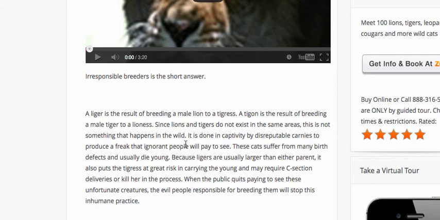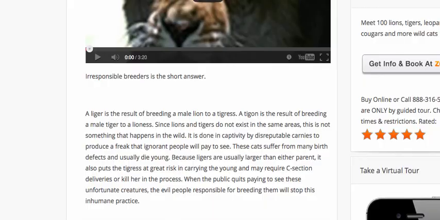He says that it's done in captivity and that it creates freaks that ignorant people will pay to come and see. These cats suffer from many birth defects and usually die young. They're usually larger than either parent. It also puts the tigress at great risk in carrying the young and may require C-section deliveries or kill her in the process. When the public quits paying to see these unfortunate creatures, the evil people responsible for breeding them will stop this inhumane practice.